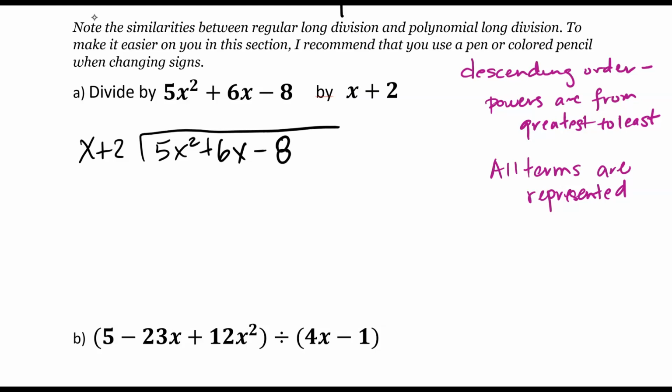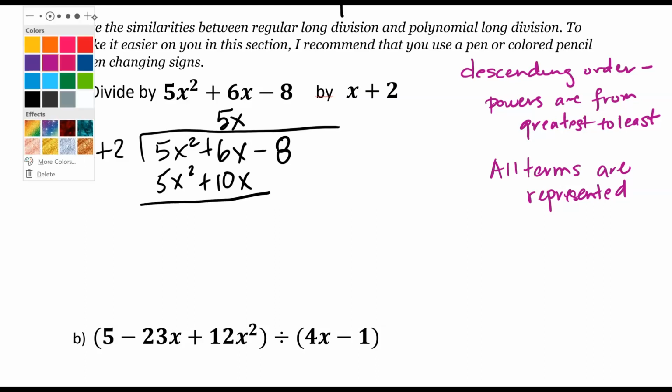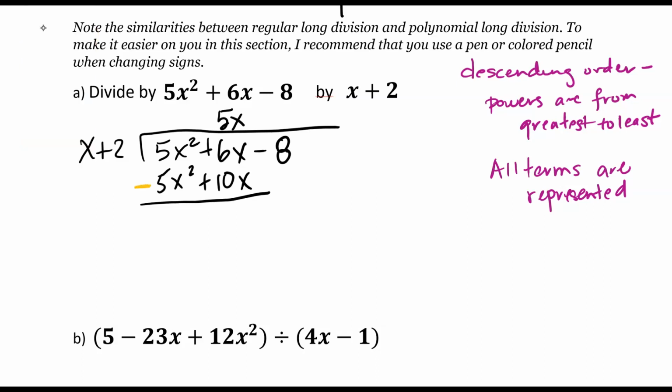We're going to put it above its like term. And here it is 6x. We multiply 5x times x plus 2. And we get 5x squared plus 10x. And then we subtract. So let me subtract. We're going to have minus here and a minus here. And then that cancels as it should. We have negative 4x, since 6 minus 10 is negative 4. And we bring down our next term. And we start over. All right.